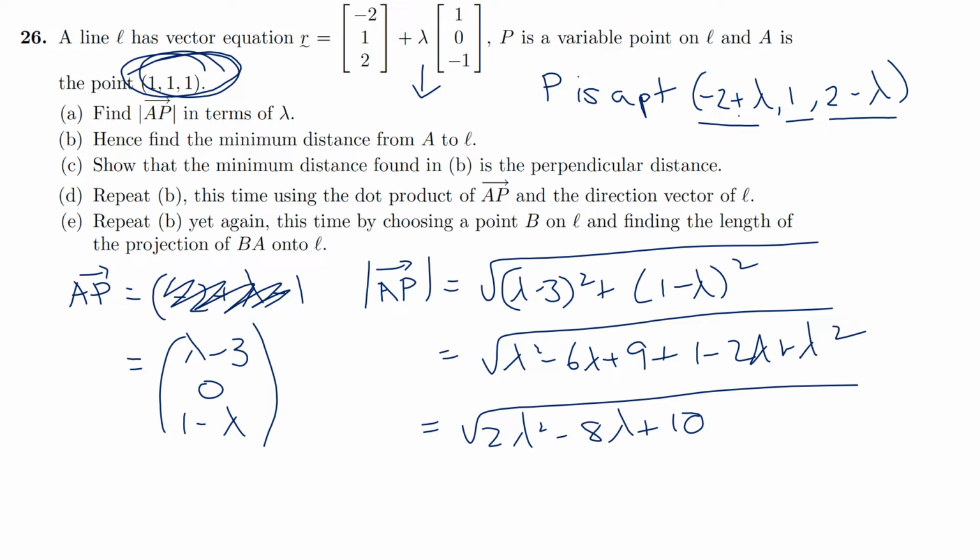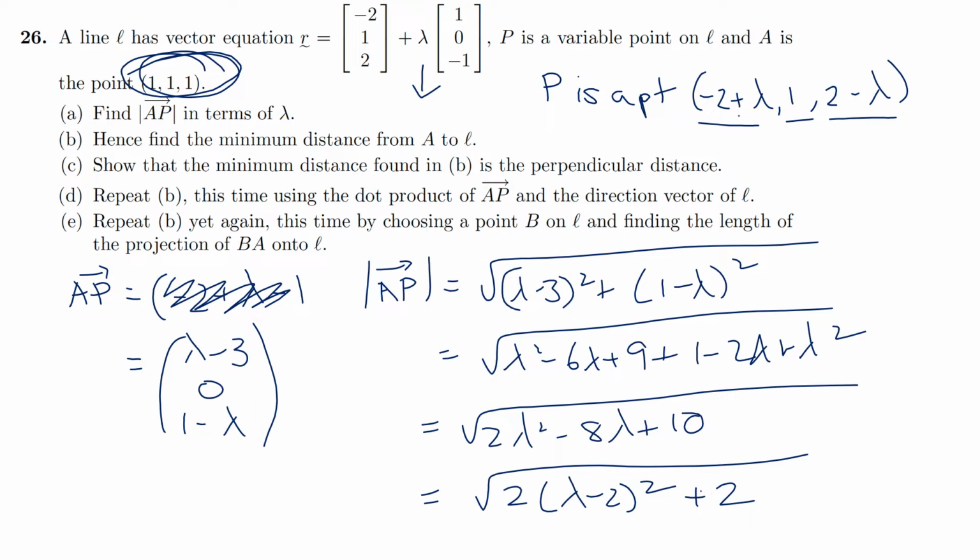So by observation, you can see that if I put a 2 outside here, I'm going to have a -4 lambda. So if I square that, I'm getting the lambda squared with the 2 in front, -4 lambda with the 2 in front, so -8 lambda. I'm also getting a +4 with the 2 in front, so that's a +8, and I need 2 more to make that 10.